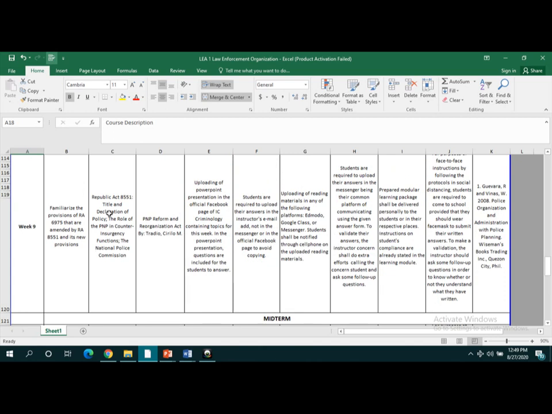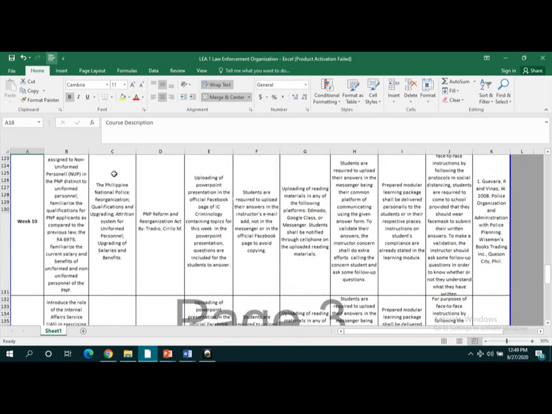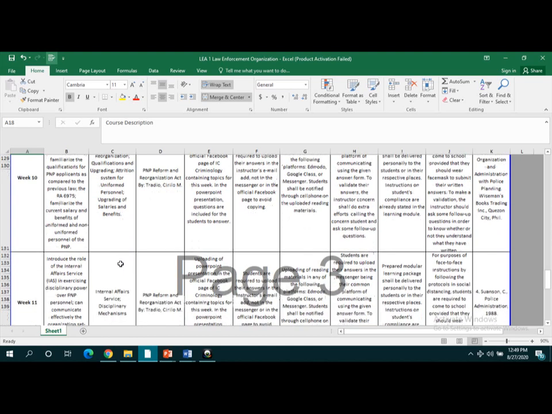For week 9, we'll be discussing Republic Act 8551, the title and declaration of policy, the role of the PNP in counter-insurgency functions, and the NAPOLCOM or National Police Commission. So this is one of the important topics of this study. For week 10, we will be discussing the Philippine National Police reorganization, qualification for upgrading, attrition system of the uniformed personnel, and upgrading of salaries and benefits.